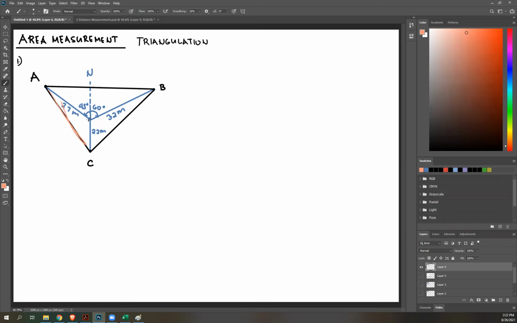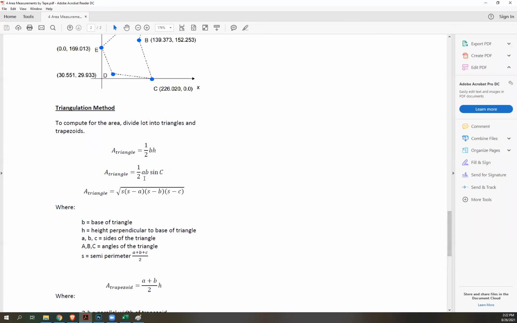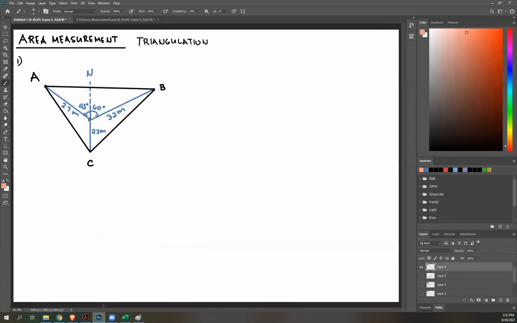So for example, if this is your base, I have to solve for this, which is hard. So nope, that's out. We're not going to use 1/2 base times height. Look at other equations for a triangle. We have 1/2 AB sine theta. So that means I need 2 sides and an included angle.